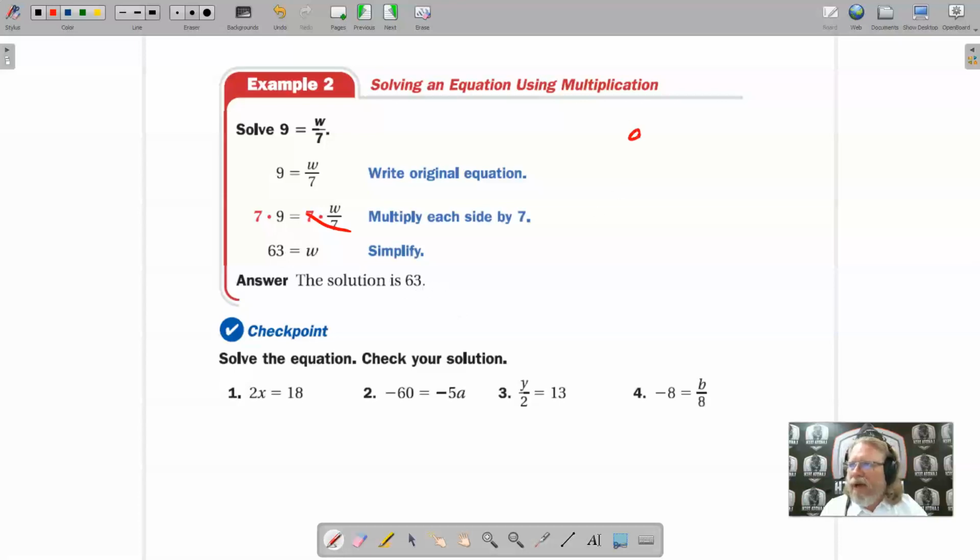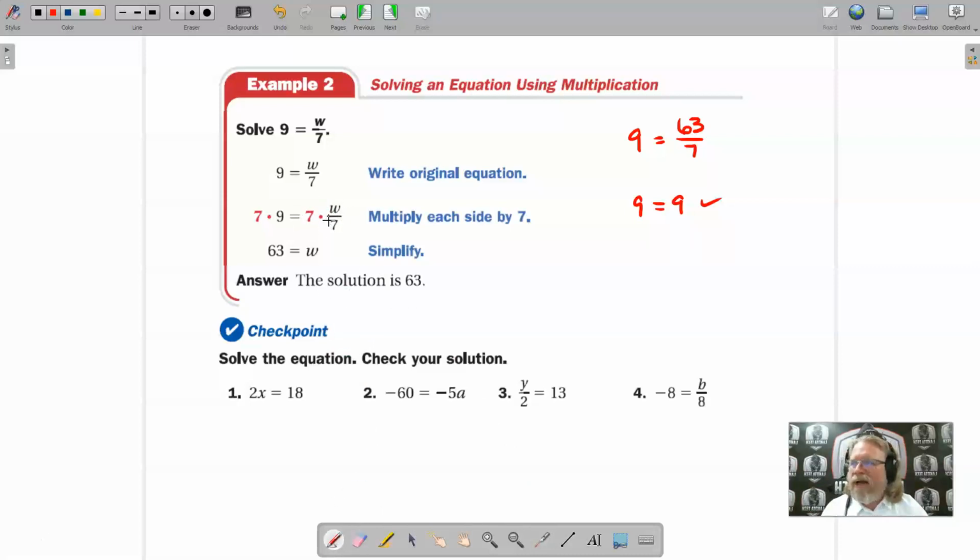And you could go back and plug that 63 in. We got 63 for the solution of W, and then you could go ahead and check that answer. Well, 63 divided by 7 is indeed 9, so that does check out. And while I'm here, a good thing I want to point out is that this works, this whole multiplying by whatever the denominator is.